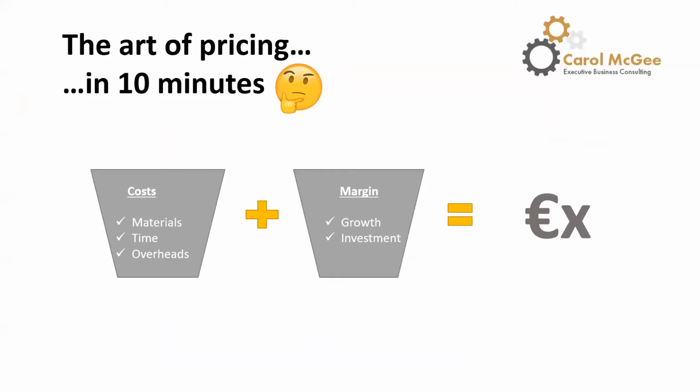Okay, so today I'm going to try and explain the art of pricing, and I'm going to try and do it in 10 minutes, which will be a challenge. At its most simple level, the price that you put on your services or your product needs to include your costs, and your costs cover all your operational functions. And then you also need to consider your margin. Your margin is really what you need for your growth and for your investment or to build up your reserves.